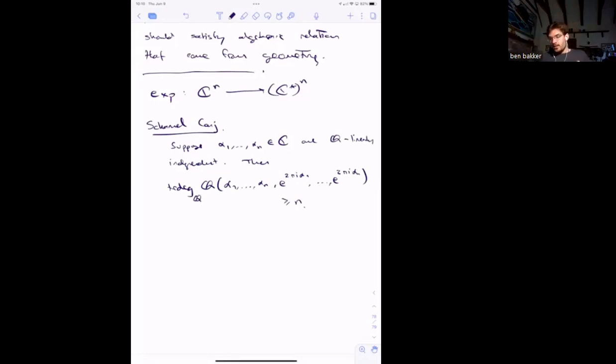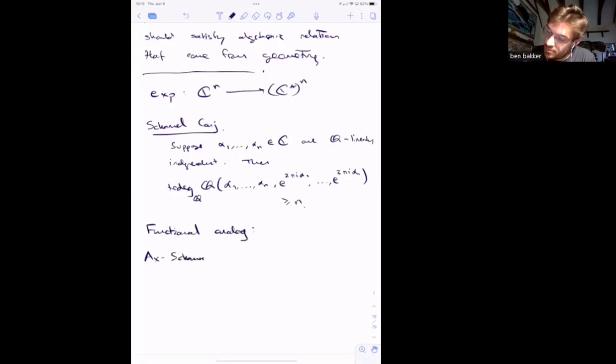Okay. Now, this conjecture is still wide open, and it, in particular, implies the transcendental independence of e and pi. And this is a hard conjecture. It's hard to prove transcendence of actual numbers. But it has a functional analog, which was proven by Ax in the 70s. So the functional analog is the following.